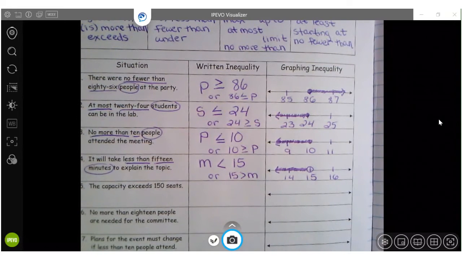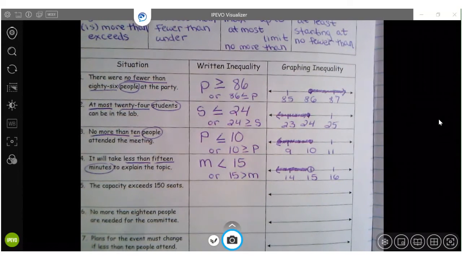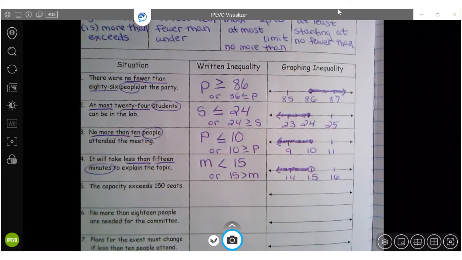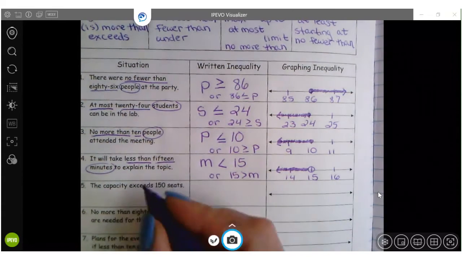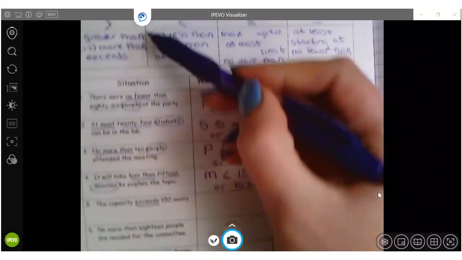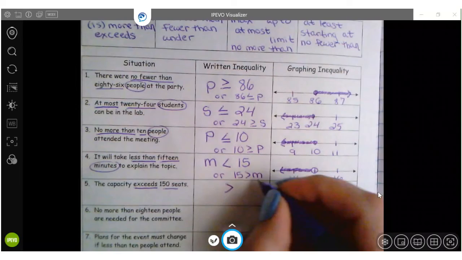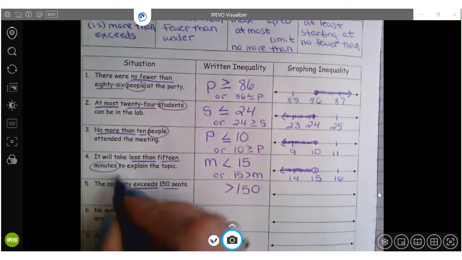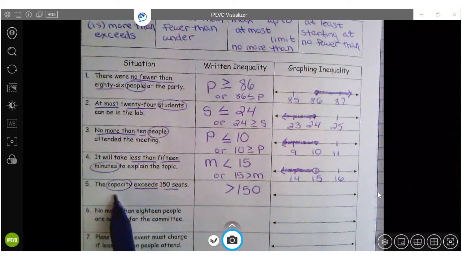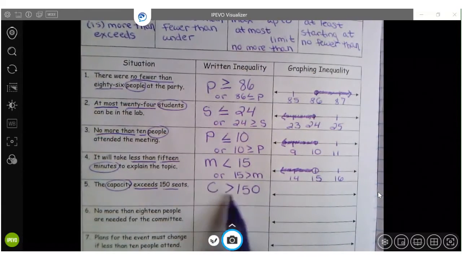Number 5, the capacity exceeds 150 seats. The capacity exceeds 150 seats. All right, I see the keyword exceeds here, which tells me that that is going to be greater than. The number I'm comparing it to is 150. Now, here's the tricky part. If I'm using capacity, whatever the capacity is, as my variable, and I'll use C for capacity, then this is how I would write it.